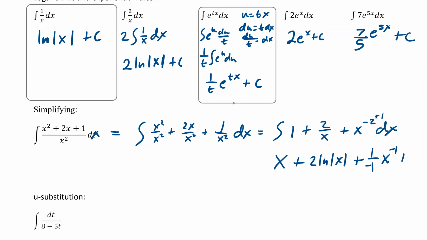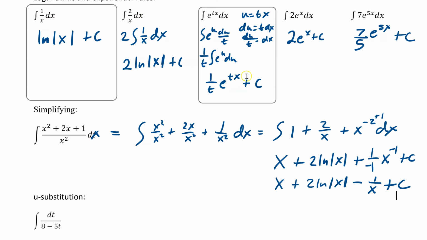X to the negative 1 plus c. And so we rewrite this as x plus 2 ln of the absolute value of x, minus 1 over x plus c. Now remember, you can check by just taking the derivative on all of these. So this one would be 1 over x. This would be 2 over x, checks, right?